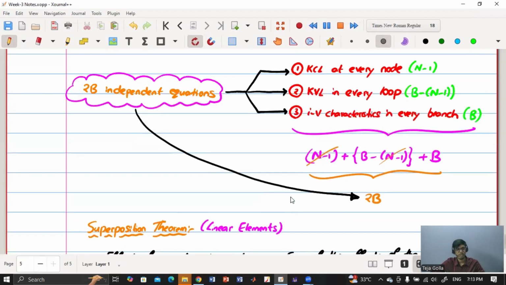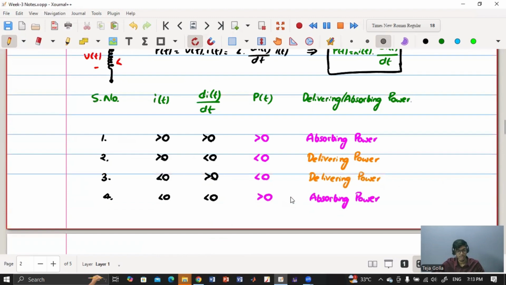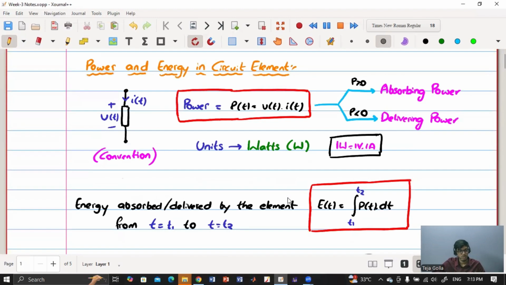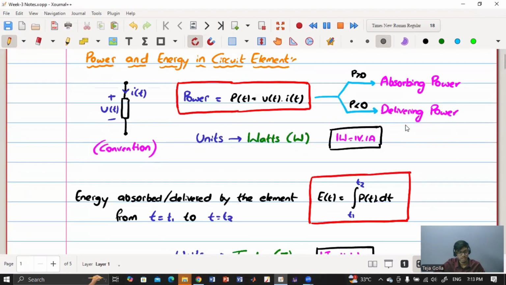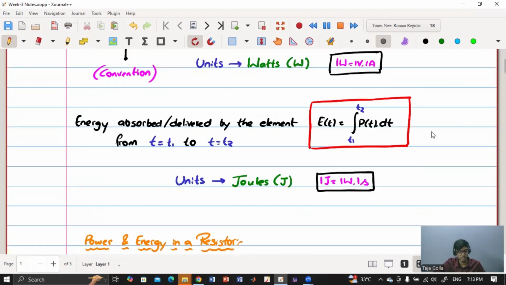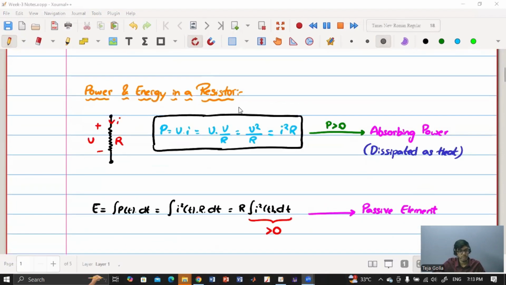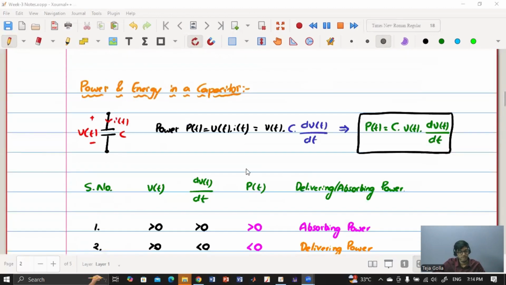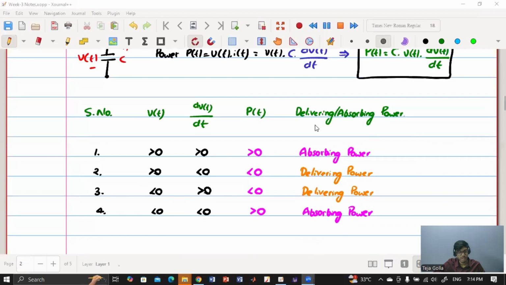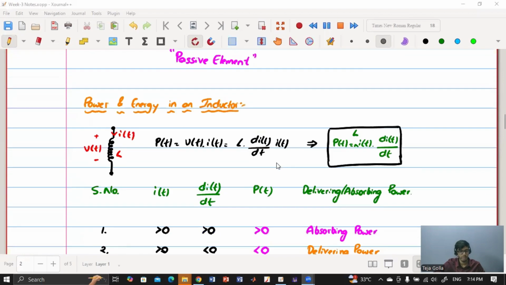We have 3 more minutes before this meeting ends, so let me just summarize what we have discussed in today's class. Then we'll go to the problem solving session. In the beginning, we discussed power and energy in a circuit element. We generalized some theory and discussed what is absorbing power, what is delivering power, and we also saw the energy expression. Then we discussed power and energy in the resistor. We realized that it can only absorb power, and the energy is always positive, which means it's a passive element. Then we saw the energy and power in a capacitor, and we saw that it can either absorb power or deliver power, but the energy is always positive, and that's why it's a passive element. Same thing happens in the inductor.